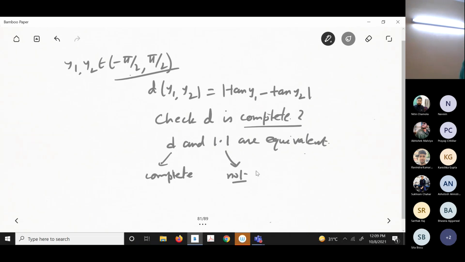Not complete means here, that means, look, you have two equivalent metrics. One is complete, one is not complete. So it is possible that if you have two equivalent metrics, with respect to one metric this is complete, with respect to another metric it is not complete. Okay. Look, minus pi by 2 instead of this, I could take this open interval 0, 1. I will just shift it by another map. Okay. I could take that.